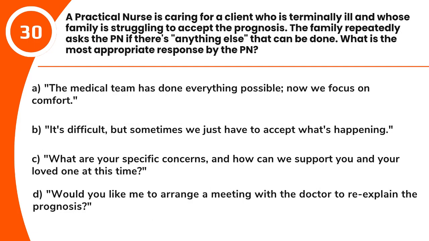Question 30. A practical nurse is caring for a client who is terminally ill and whose family is struggling to accept the prognosis. The family repeatedly asks the PN if there's anything else that can be done. What is the most appropriate response by the PN? A. The medical team has done everything possible, now we focus on comfort. B. It's difficult, but sometimes we just have to accept what's happening. C. What are your specific concerns, and how can we support you and your loved one at this time? D. Would you like me to arrange a meeting with the doctor to re-explain the prognosis?